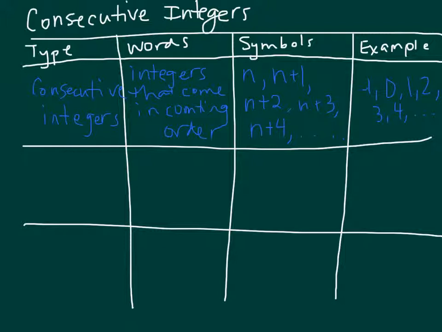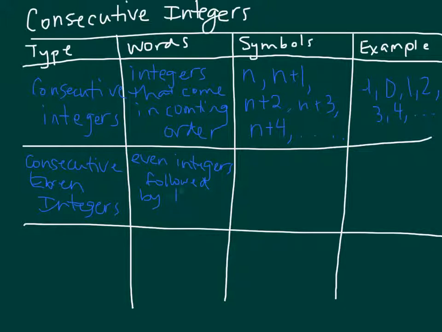All right, then we're going to talk about consecutive even integers. Consecutive even integers are even integers followed by the next even integer. When we talk about symbols with that, we put n. Now the next even integer, so let's say that n is 10. The next even integer would be 12.